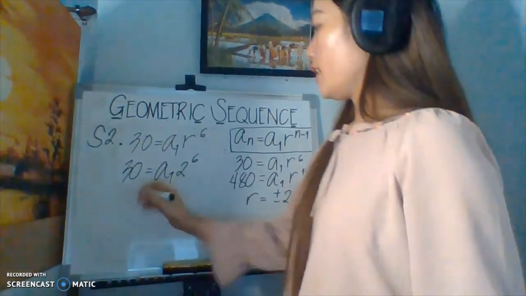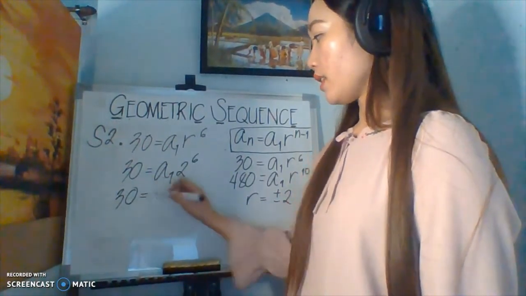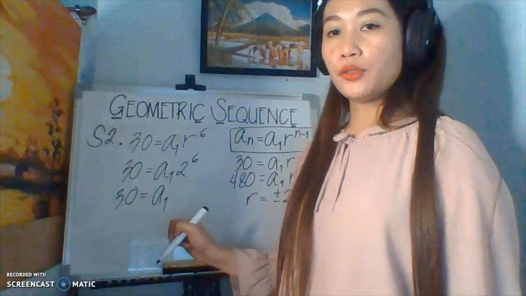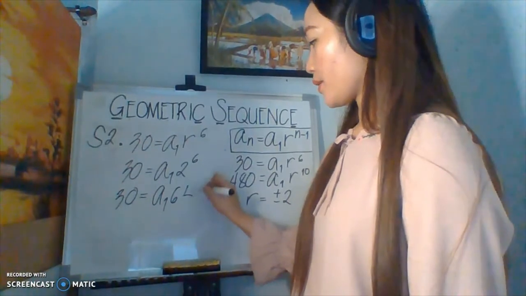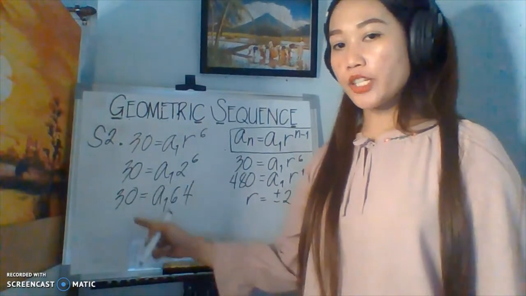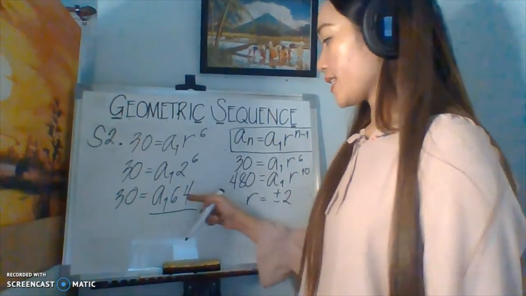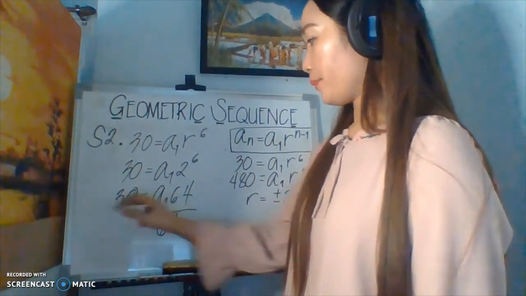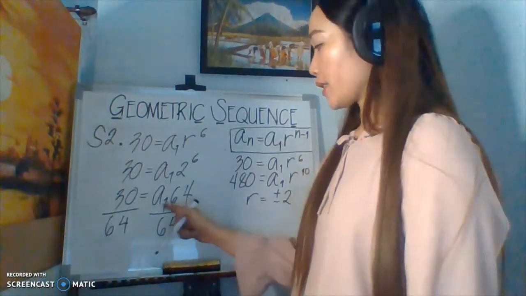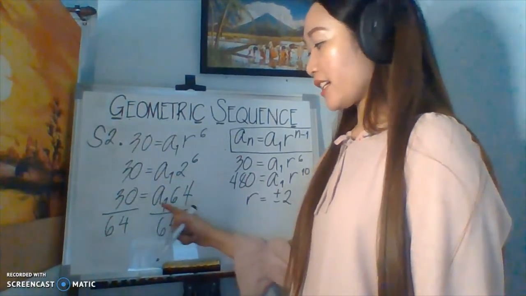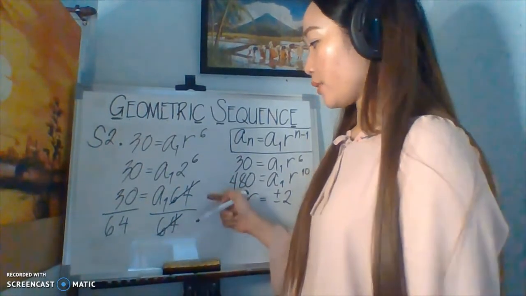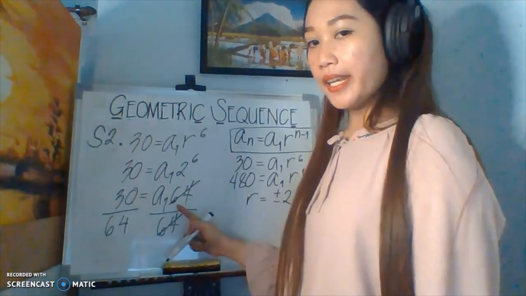Okay, simplify. We have 30 equals a sub 1 times 2 raised to 6, which is equal to 64. But we are looking for a sub 1, so we will manipulate this equation by dividing both sides by 64. We divide so that we can cancel it in this part. What we have left is the a sub 1 which we are looking for. 64 divided by 64 is 1, so we already have 1 a sub 1.